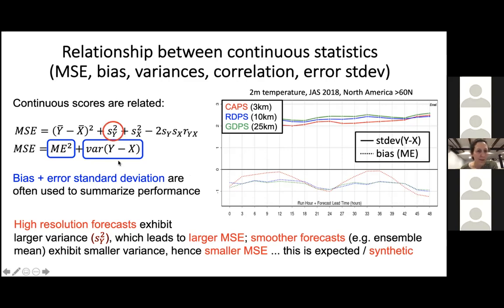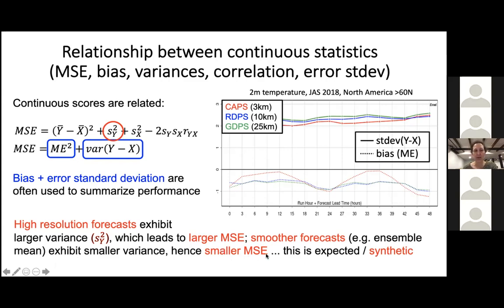There is one small protagonist of these equations, the variance of the forecast, that plays an important role when we compare forecasts with different resolutions. When I have a forecast that has a higher resolution than another one, it usually has a larger variance. This is very true for precipitation, for example. So this leads to a larger mean squared error. This is why smoother forecasts, for example the ensemble mean, that you should never score, exhibit a smaller variance, and so they exhibit artificially a smaller mean squared error.